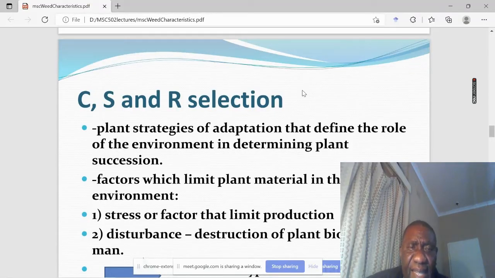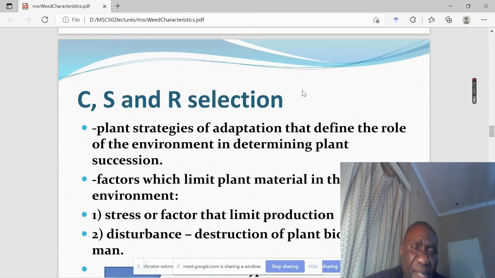Now, the second theory, which was proposed by Grime, is known as the C, S, and R selection. Later on, I will explain what these letters mean. Now, there are plant strategies of adaptation that define the role of environment in determining plant succession.